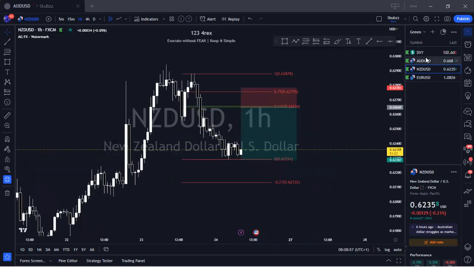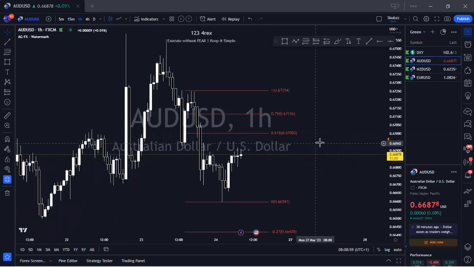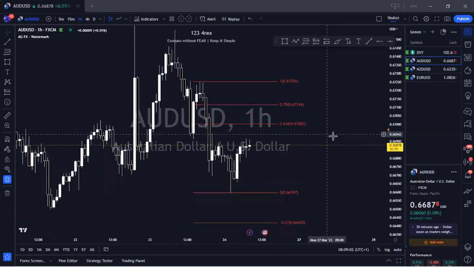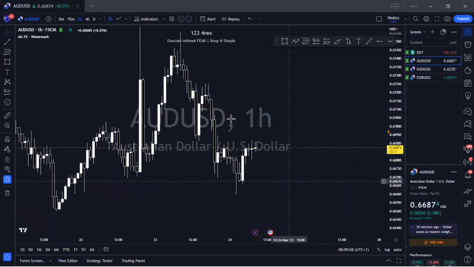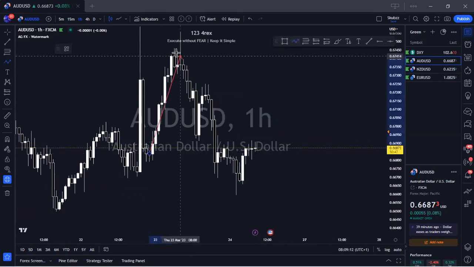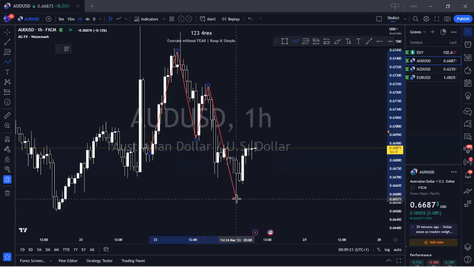Then AUD USD is quite tricky. This whole thing is just looking odd. So AUD USD created this high here. We pulled back. We created this low. We created this small high here. We created this low here. We more or less broke it to the downside. So it was like a shift in market structure.